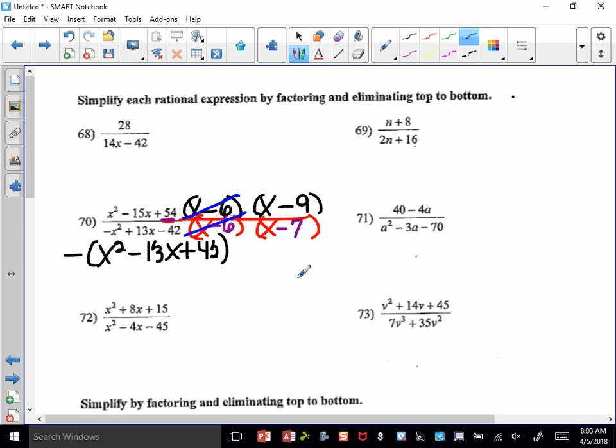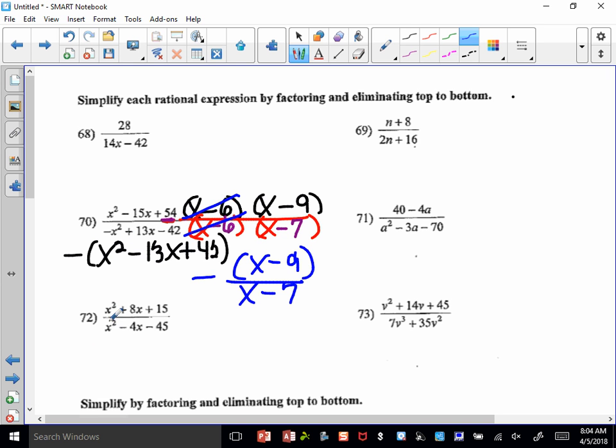So I'm going to leave that negative that was on the outside. I'm going to write down my numerator, write down my denominator, and you're finished. Okay, so that's why I said, this is not a very hard lesson if you already know how to factor. Okay, let's look at 72.